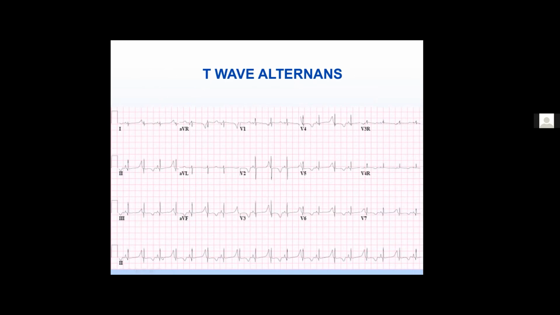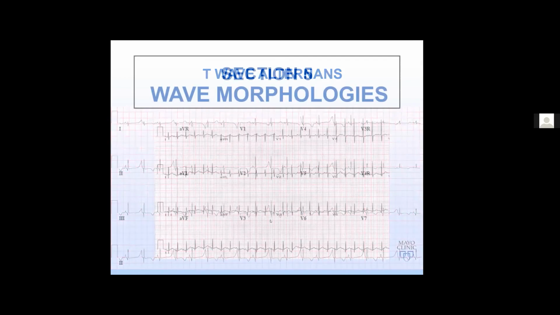Okay, if you see this, this is something that would be very concerning. And what you notice is here the T wave is upright, and then it's down going, and then upright, and then down going. So this is something that we call T wave alternans. This is a very, very concerning finding. And if you see this for any reason, this would warrant an immediate cardiology referral, because this is definitely a patient that's at high risk for arrhythmias.